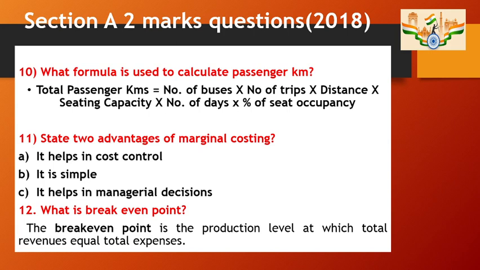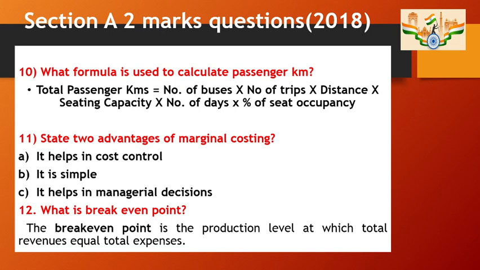State 2 advantages of marginal costing. It helps in cost control. It is simple. It helps in managerial decisions. What is break-even point? The break-even point is the production level at which total revenues equal total expenses. Dear students, these are the 12 questions. So you please note down and read carefully and attend the exam. All the best.